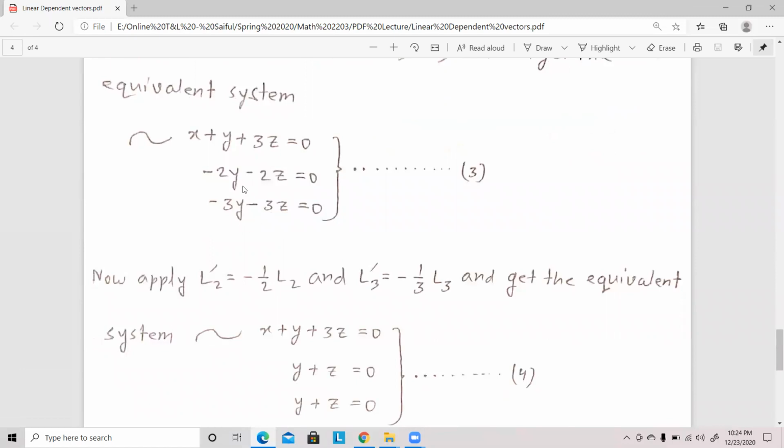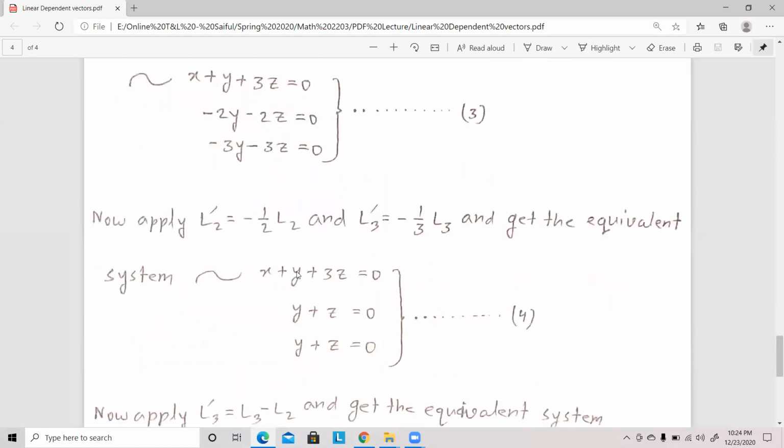So after the operation, we get this. Now, to simplify this system, further operations have been taken. The second equation has been divided by minus 2, and the third equation by minus 3, and then the equivalent system will be this. The first equation will be intact, the second equation will be y plus z after division by minus 2, and the third equation will be converted to y plus z after division by minus 3.